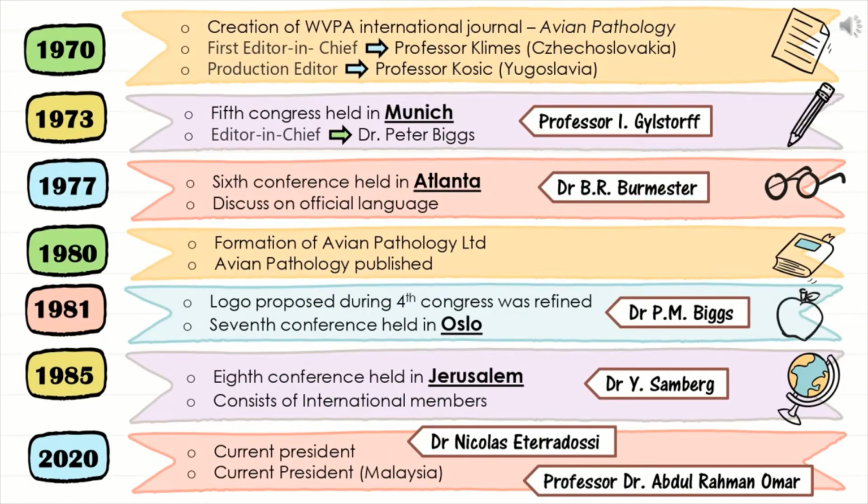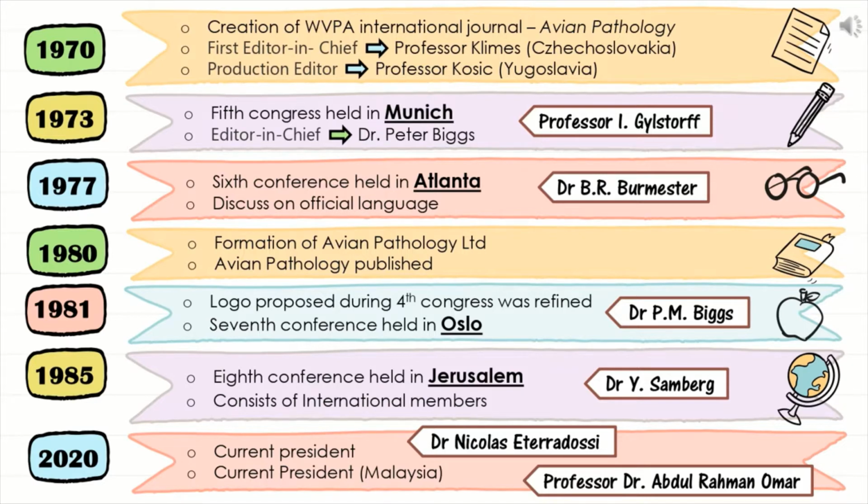In 1970, the Avian Pathology papers were created and Professor Klein and Kozik were chosen as the first editor and production editor respectively. During the 5th Congress, Dr. Beeks was elected as the editor due to the poor health of Professor Klein, while Professor Glistroff was the president.